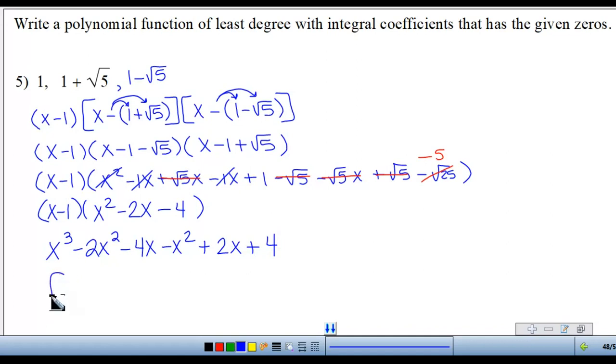My final answer is f of x equals, the x cubed doesn't combine with anything, so I'll write that down. Negative 2x squared and negative 1x squared is negative 3x squared. Negative 4x and positive 2x is negative 2x. And the 4 doesn't combine with anything, so that'll finish out this problem.